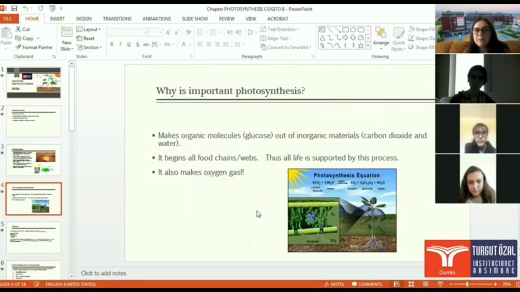First, photosynthesis makes organic molecules as glucose out of inorganic materials, carbon dioxide and water, and gives energy to the plant. And also it begins all food chains. So you have to know that plants are producers, and all food chains and food webs will start with producers or plants. It also makes oxygen gas. So it's another importance of photosynthesis to produce oxygen.